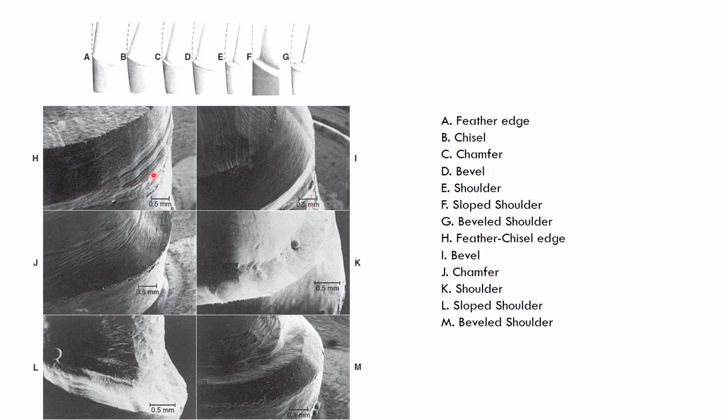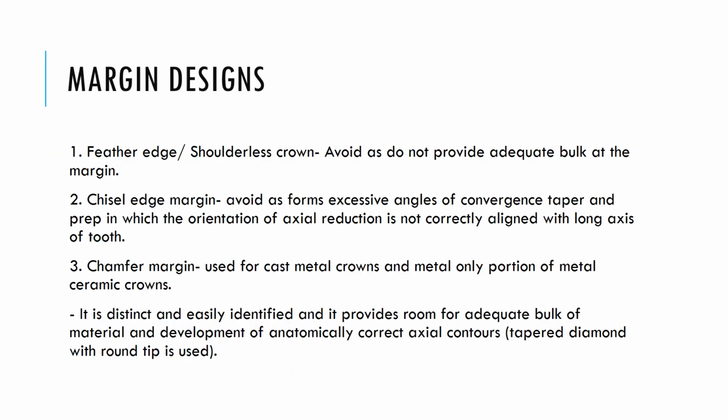You can see that under the electron microscope there. That is the beveled. That is the chamfer. That is the shoulder, guys. And sloped shoulder and shoulder with bevel. So that you know and understand, guys.